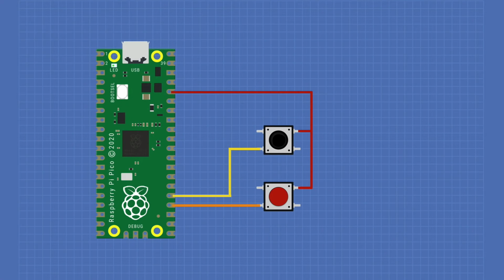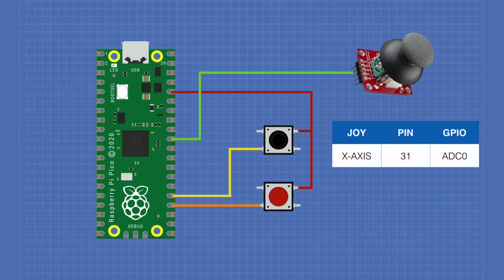In order to construct our mouse emulator, we'll begin with the same circuit we used for the keyboard emulator with the two push button switches. We will also add a joystick that has two resistive controls on it. We'll begin by connecting the X-axis output of the joystick to pin 31 of the Raspberry Pi Pico.